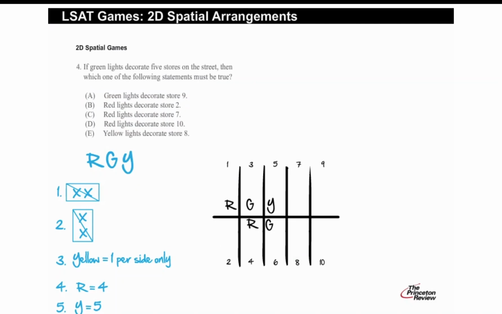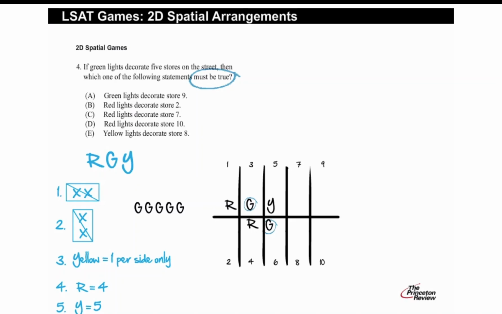Question 4 is the next specific question. If green lights decorate 5 stores on the street, then which of the following statements must be true? So give yourself a new diagram, bring over the constants, and circle must be true in the question stem. Next, symbolize the new information by writing down 5 G's and make new deductions. There are already 2 G's in the chart, leaving 3 more to be placed. None of the G's can be next to or across from each other.